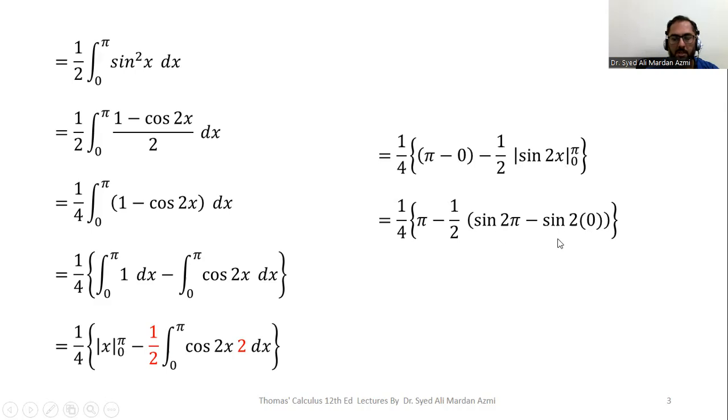Now sine 2 pi is 0 and sine of 0 is also 0. So this whole term inside the bracket is 0. So we are left with 1 by 4 bracket pi minus 1 by 2 times 0 minus 0. And our answer is pi by 4. This concludes the first part.